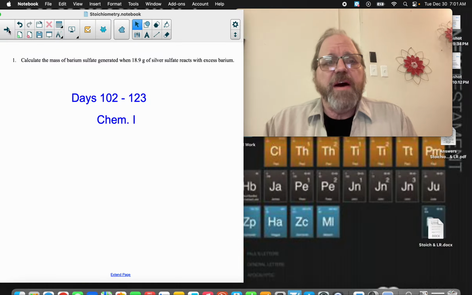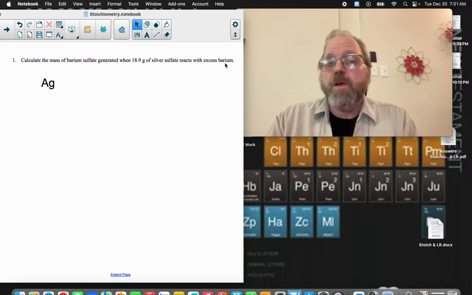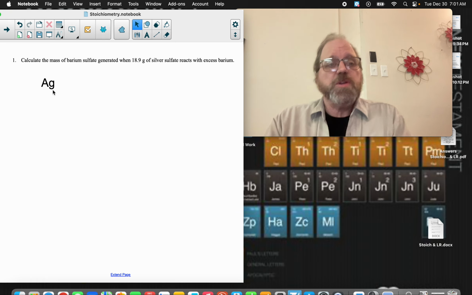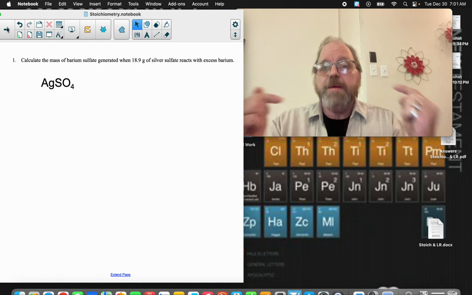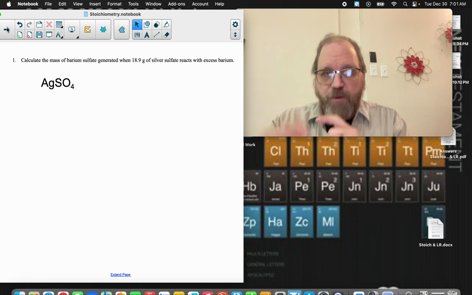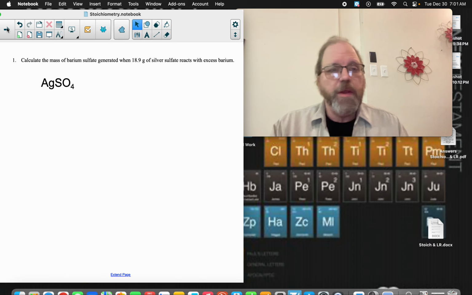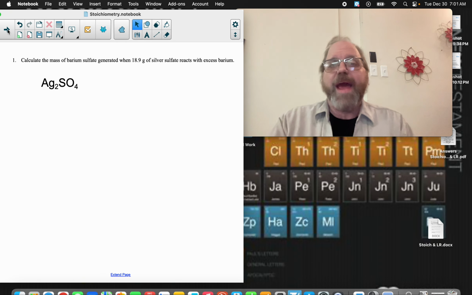The mass of barium sulfate generated when 18.9 grams of silver sulfate react with excess barium. Remember, we're looking for the words react with. So silver sulfate reacts with barium. Silver, we start with Ag. Sulfate, remember sulfate's inside the box, SO4. Oxidation numbers again, silver is +1, sulfate is -2, which does not equal 0, so we swap them down and get Ag2SO4, reacting with excess barium, Ba.